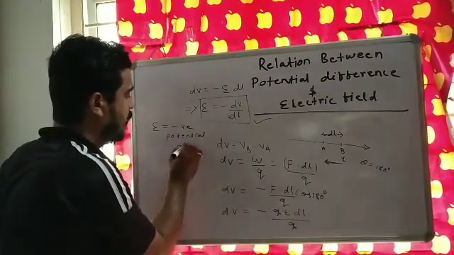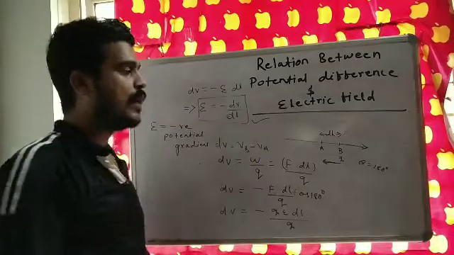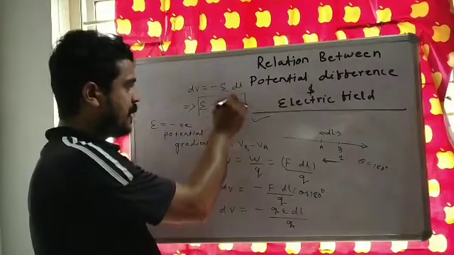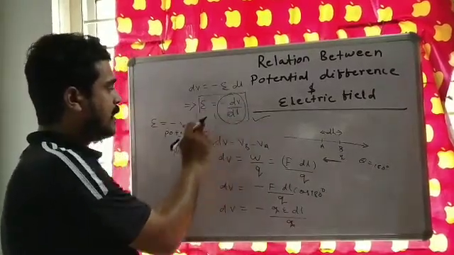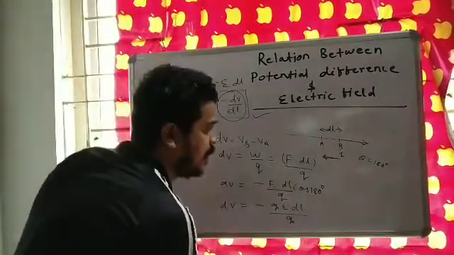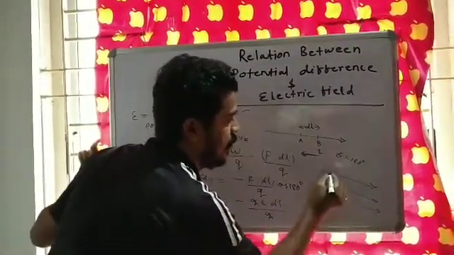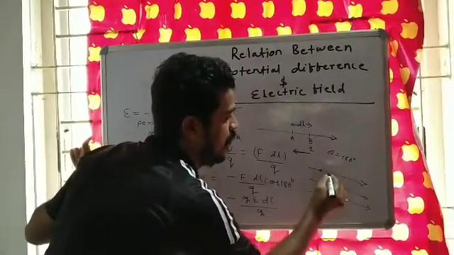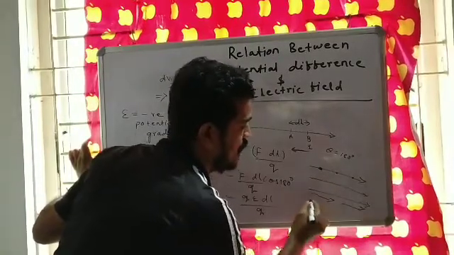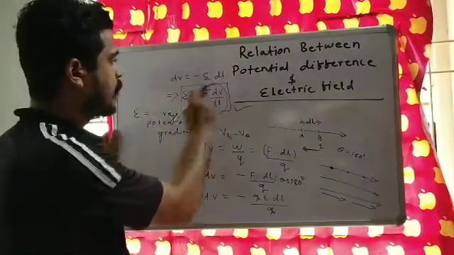Negative potential gradient. That means if a quantity is divided by length, it is known as a gradient. Here the potential is divided by length, so this quantity is known as the potential gradient, and due to the negative sign I am writing negative potential gradient. From this relation I can clearly say that if this is my electric field, the potential will be more here, less here, less here. As I increase the distance along the electric field, the potential will decrease.